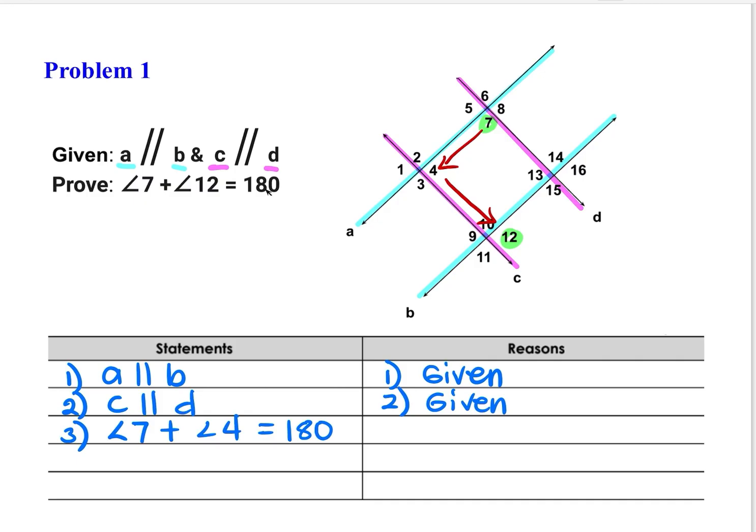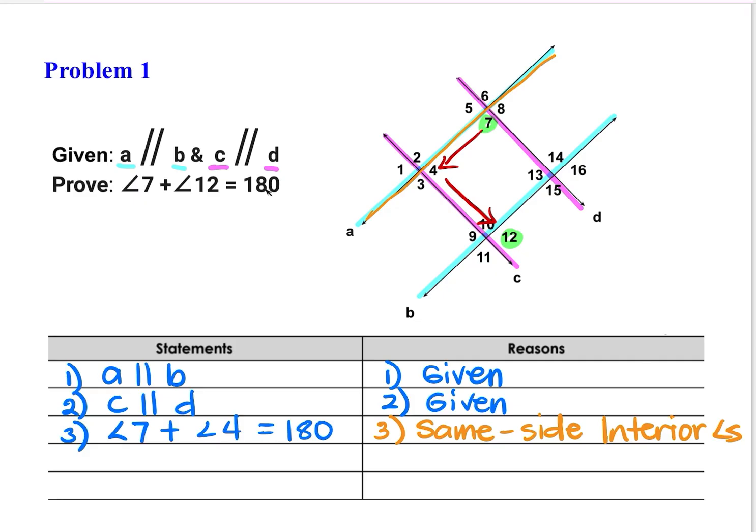These two angles, if you have noticed, are on the same side of line A. So the reason would be same side interior angles.